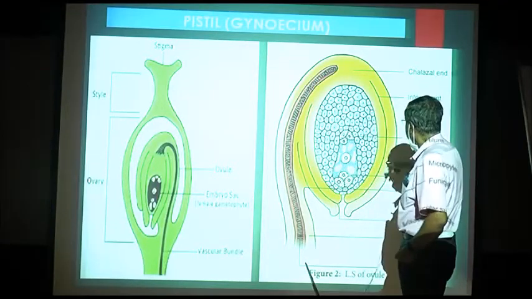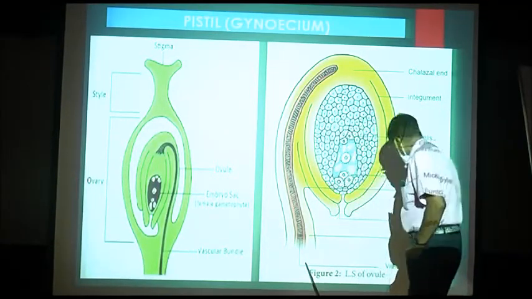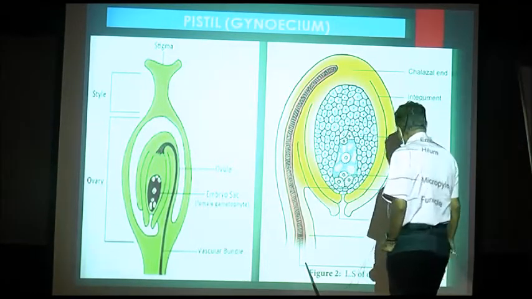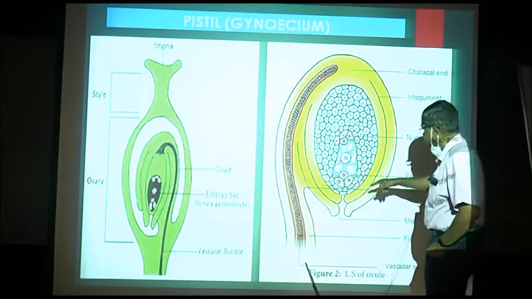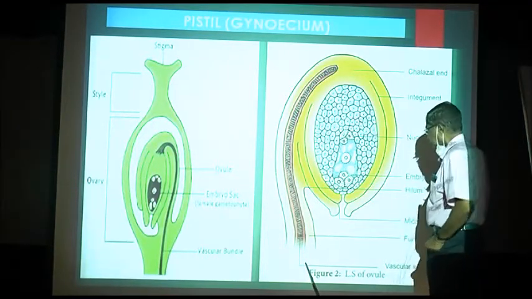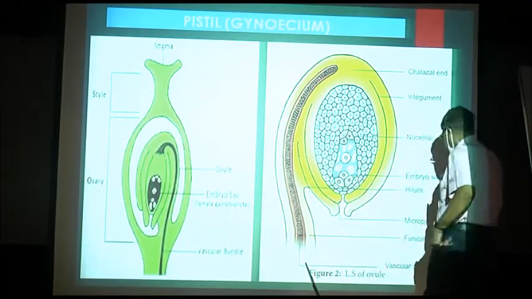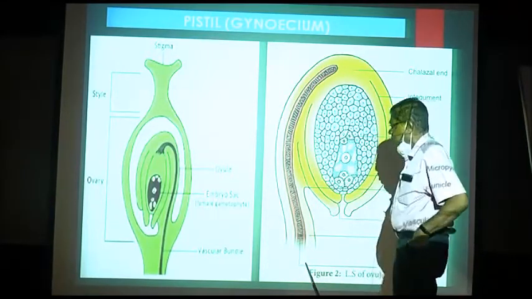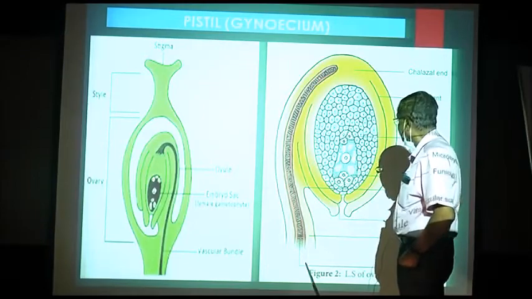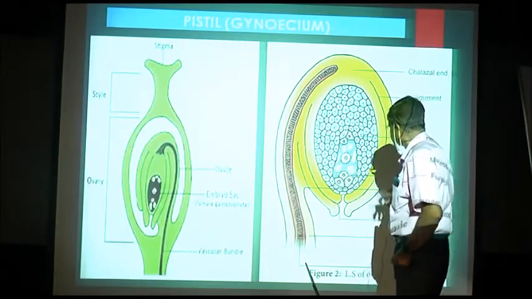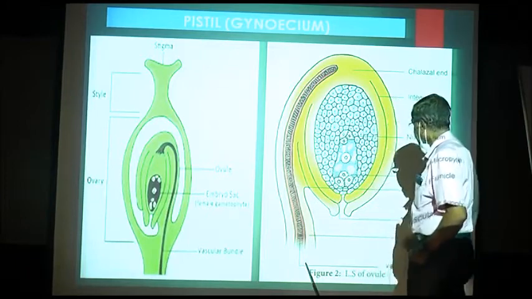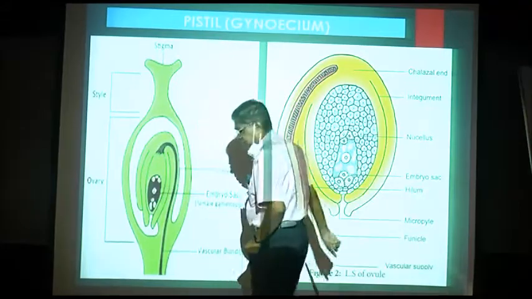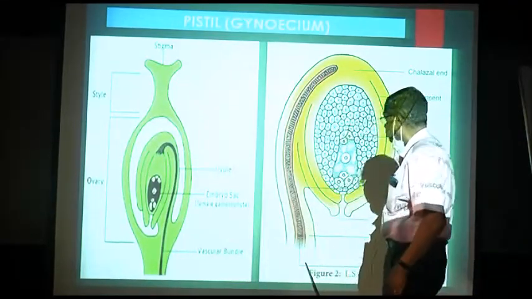Now, there is a stalk to the ovule which is called funicle, and the junction between funicle and the rest of the ovule is called hilum. And inside the ovule, finally the female gametophyte develops. This is the female gametophyte which has developed inside the ovule.